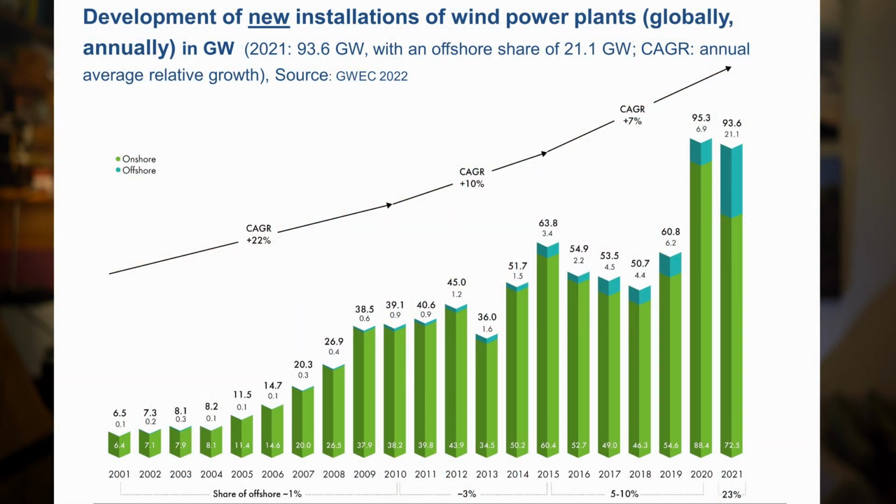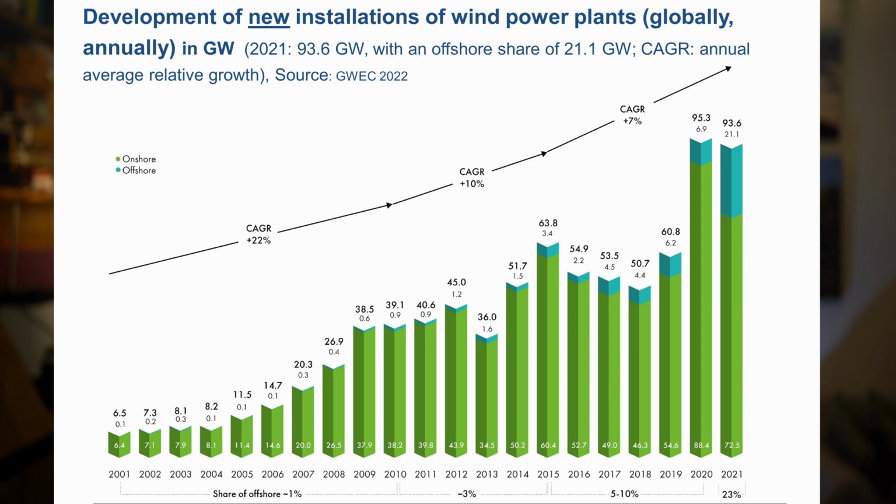I've got some new numbers on the installation of wind power systems up to the year 2021. Here we see the new installations. We see here that in the year 2020 we got a total of 95.3 gigawatts of wind power.